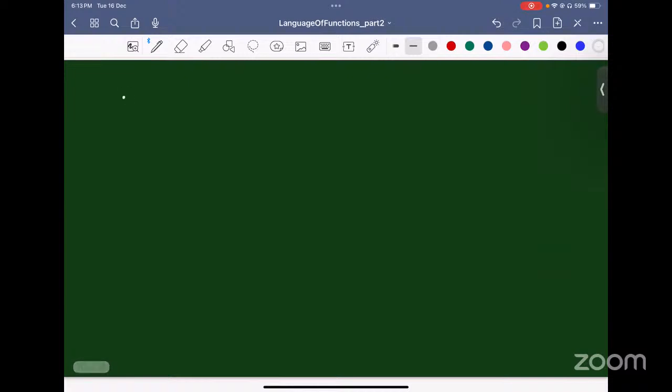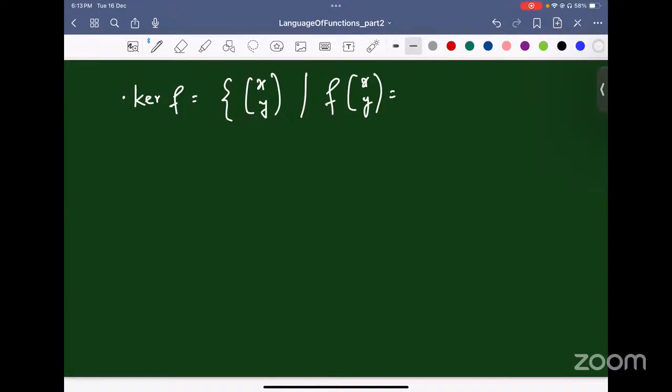Let's quickly take a look at the kernel of f. This is the set of all vectors (x, y) for which f of (x, y) is 0.